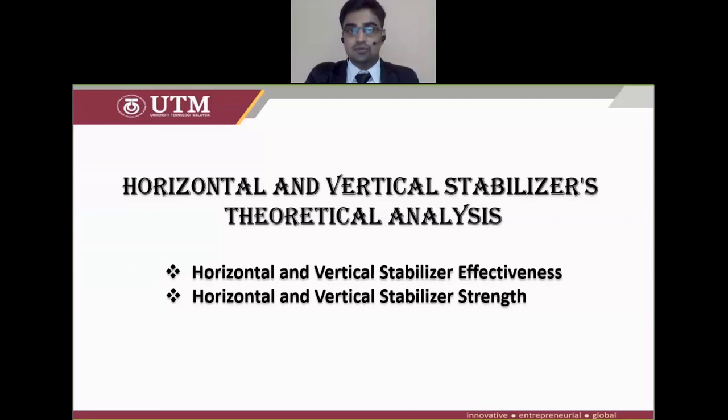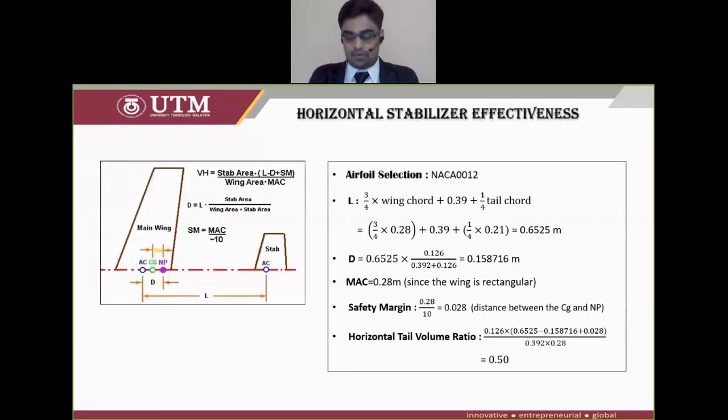Now, I would like to explain the horizontal and vertical stabilizers theoretical analysis, to analyze whether the structure can withstand the load and other forces. The effectiveness and strength of both stabilizers were calculated and predicted. The effectiveness of the stabilizers can be predicted by calculating the tail volume ratios, whereas for the strength of the stabilizers, I calculate the shear and bending stresses acting at varied load factors.